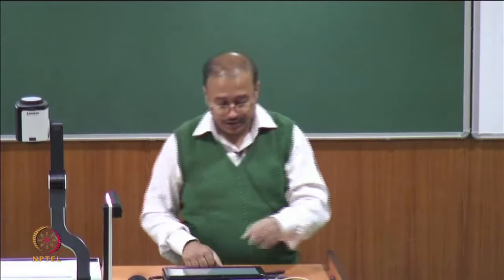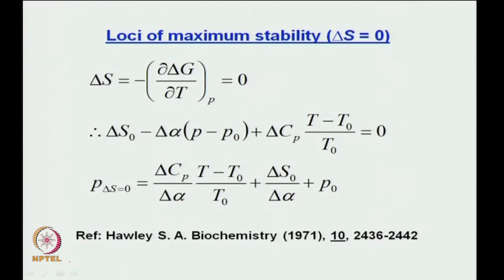So, if delta S equal to 0, then I can obviously write that minus del G over del T at constant pressure is equal to 0. Okay. Now, I already have a relation of delta G as a function of pressure and temperature, we have already derived that. So, if you do the differentiation, this is what you get. You can see this is the main equation, that means the pressure at any given point where delta S equal to 0 has this relationship with temperature and delta alpha.